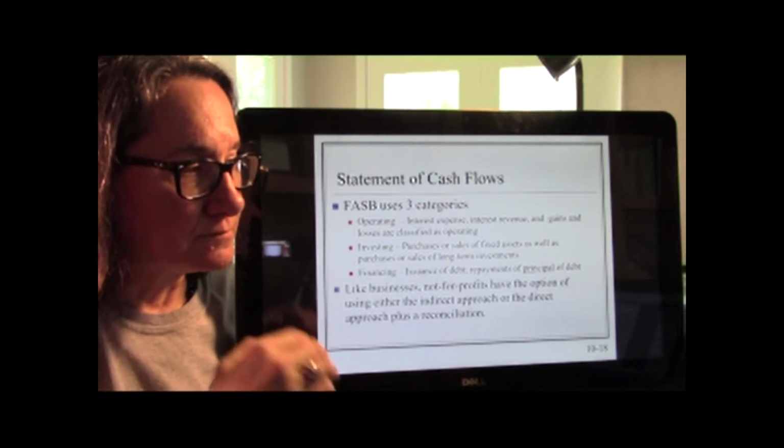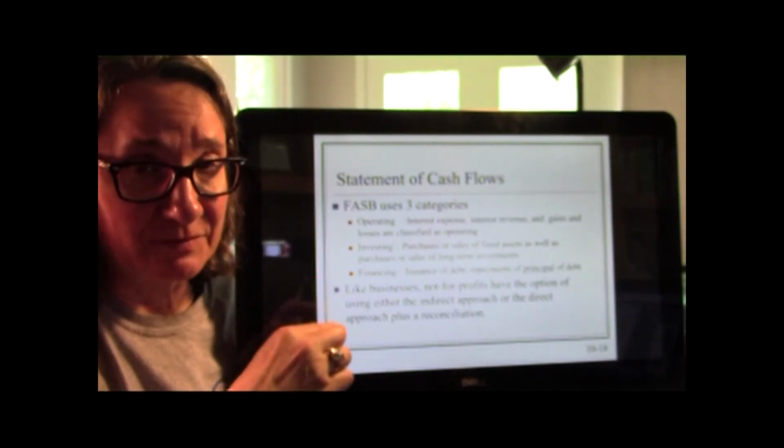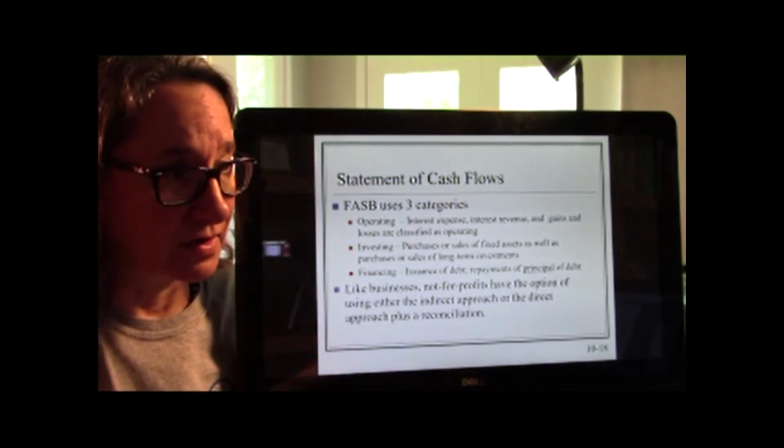And like a business, you can use direct or indirect. Remember, governmental, they had to use direct.